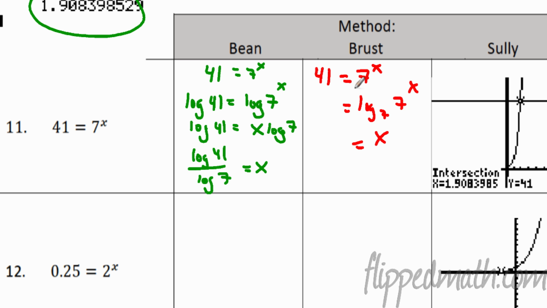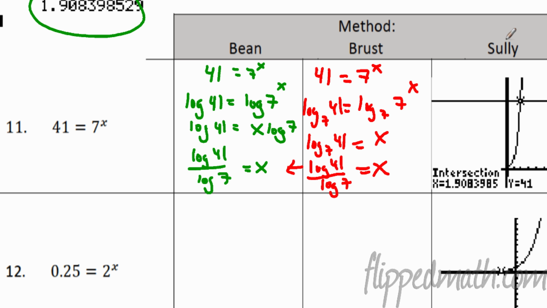Okay, well, let's back it up a little bit. So back to here. I took log base 7 of this side. I have to take log base 7 of this side as well. So this is the Bruss method. We're going to say take the log base 7. It's going to make those guys cancel. You get an x. So x here is going to equal log base 7 of 41, which you know is the same as the log of 41 over the log of 7. Guess what? You get the same answer doing it that way. That's the same as the bean method.